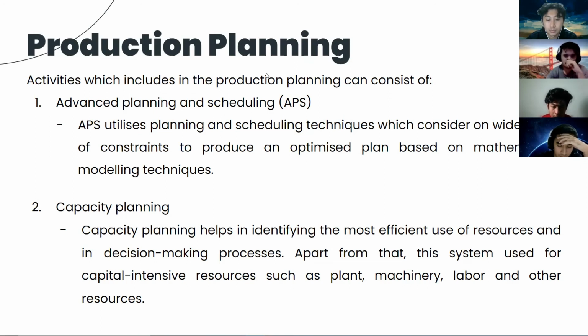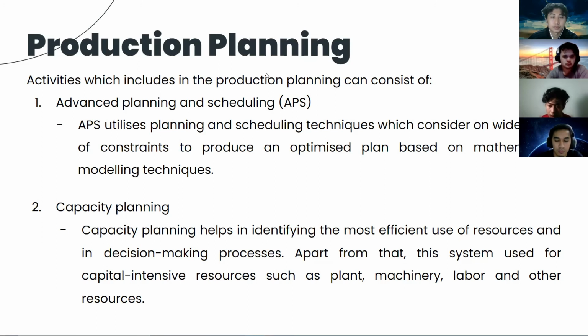The second one is capacity planning. So capacity planning is a type of activity which allows a system to produce output within a specific time period. This activity is crucial because it is used to identify the most efficient use of resources and plays an important role in decision making processes.